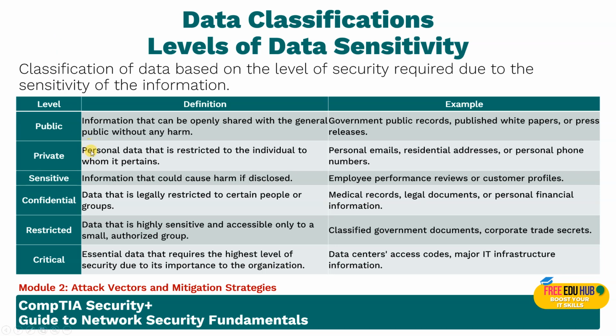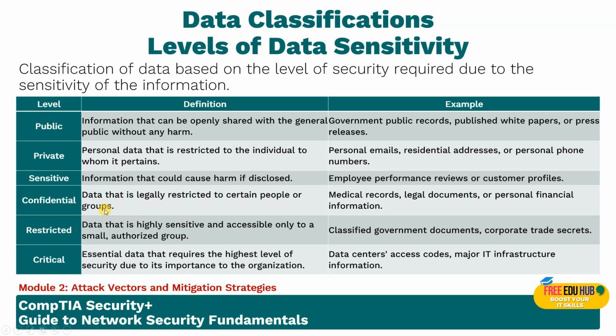Now, the public level is the information that can be openly shared with the general public. So government public records, published white papers, etc. Private information is the personal data that is restricted to the individuals to whom it pertains. So it would make sure that it is private and it does not leave the organization. Personal emails, residential addresses, and phone numbers, etc. Then we have sensitive information that could cause harm if disclosed, employees' performance reviews and customer profile information, etc.